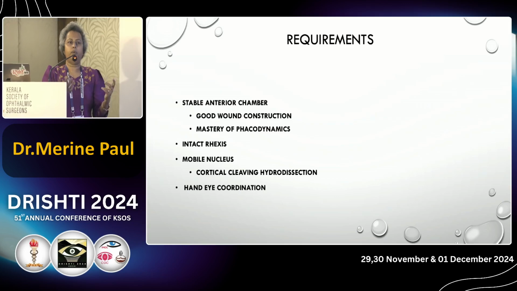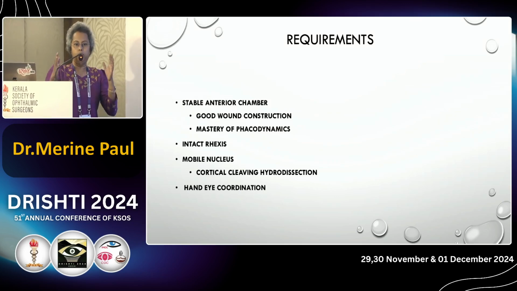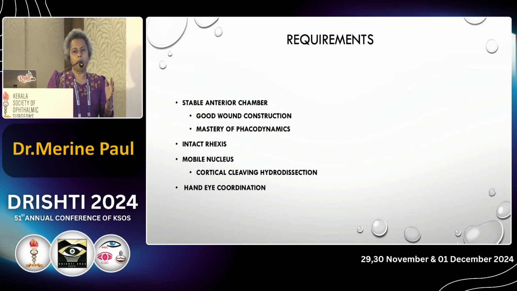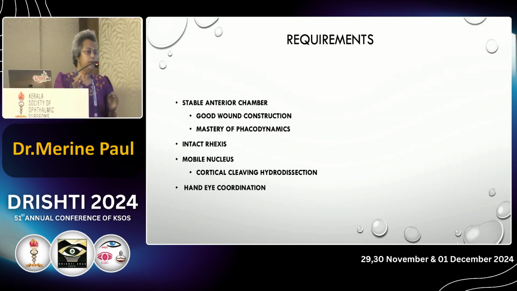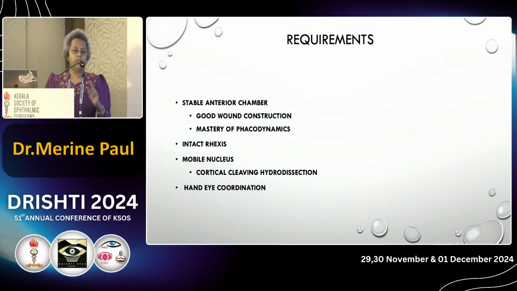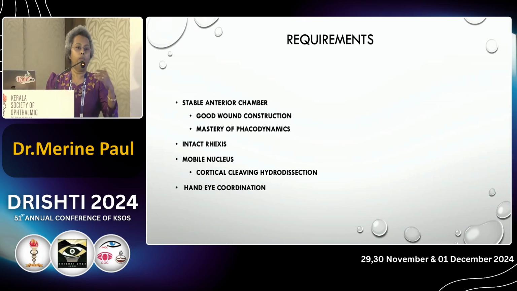So there are some prerequisites that you require when you are really going in for a phacoemulsification, and as a beginner, a couple of things you should be careful about. So number one thing is that your chamber should be stable. That will of course depend on how well you have constructed your wound, and you should have mastery over phacodynamics. An intact rhexis, as Dr. Jyoti said, is mandatory, and your nucleus should be mobile. So for that, you need to also be a master of good cortical cleaving hydrodissection. And last but not the least, good hand-eye coordination, which has been covered in the first talk.